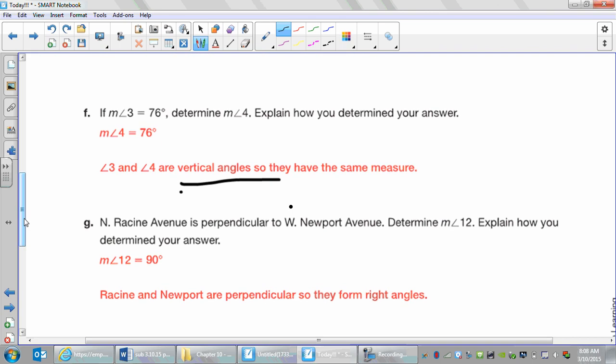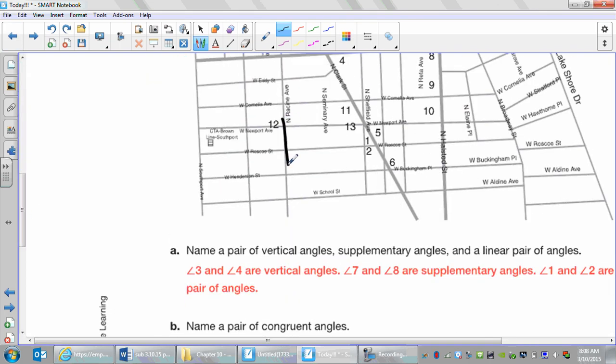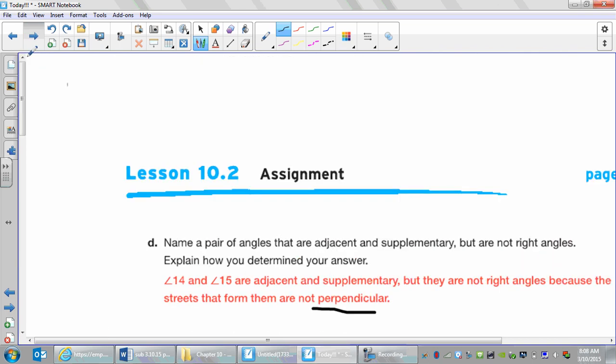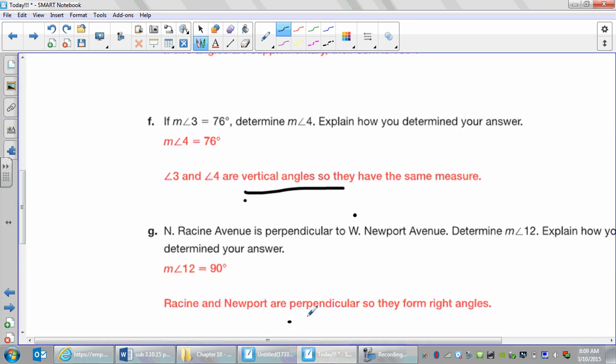Or like on G right here where it says, what do you think 12 is? Well, 90 because they meet at a perpendicular. So if we go back to the map, those 2 roads are perpendicular here in appearance. And so that would tell me the angle measurement of 12. So the question was kind of seeing if you knew perpendicular meant 90 degrees or right angle. So make sure you say something about that.